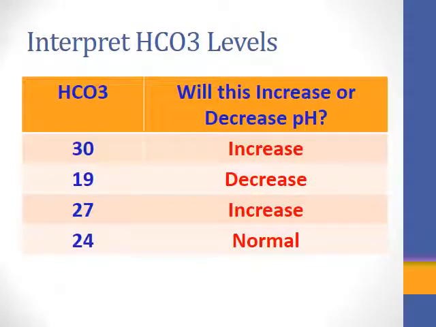And then this slide will show you the correct answers. If my bicarb is 30 and my normal bicarb, remember, was 22 to 26, so 30 is higher than 26, so that means it's an increase, and because my pH has a direct relationship with the bicarb, if it goes up, my pH will as well, so that means I have an increase. The 19 is lower, so it will decrease. The 27 is greater, so it will increase. And the 24, that's within that normal range of 22 to 26, so we have a normal reading with that.